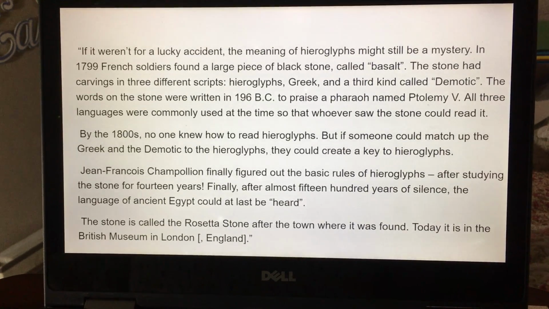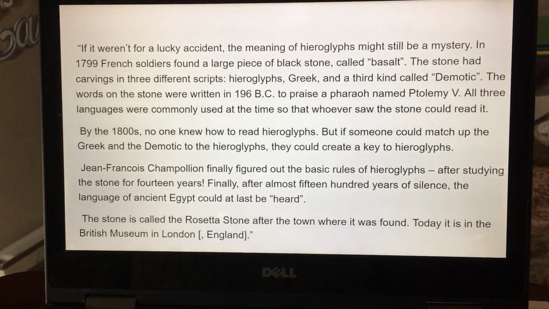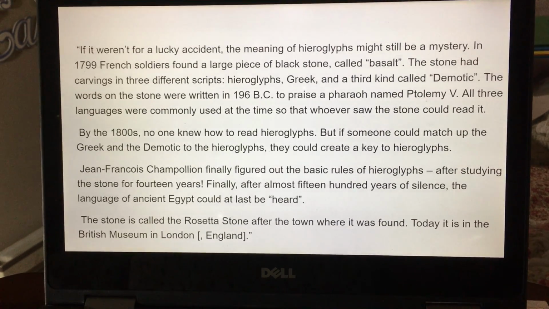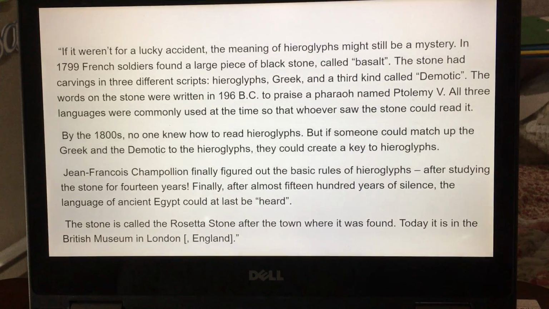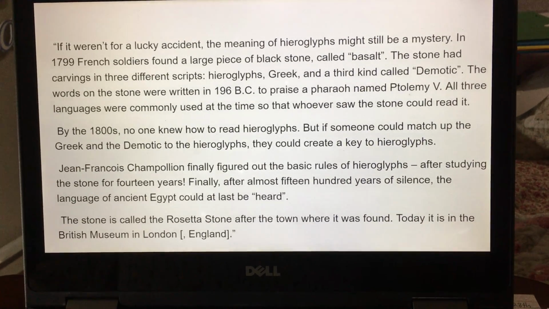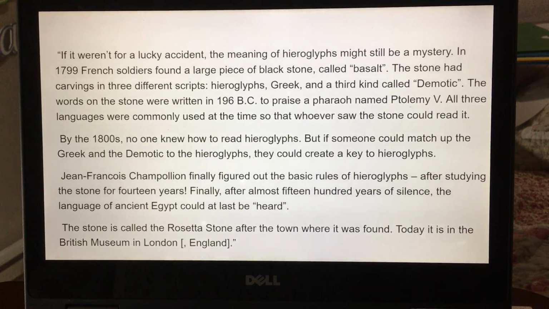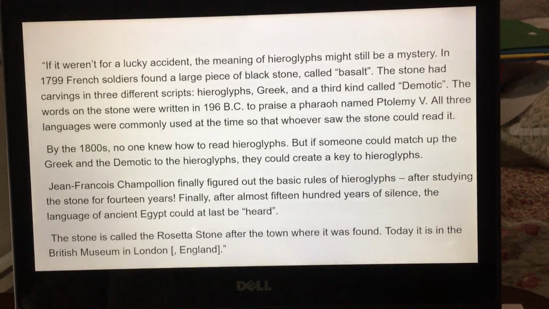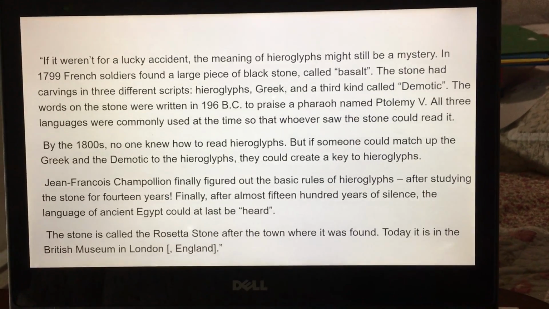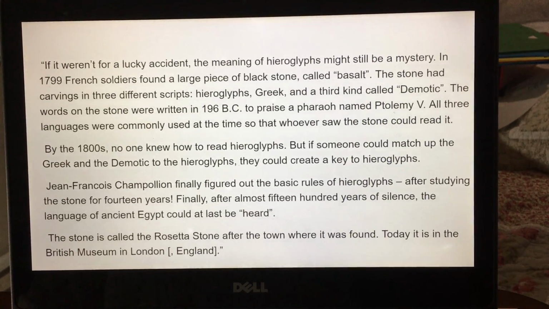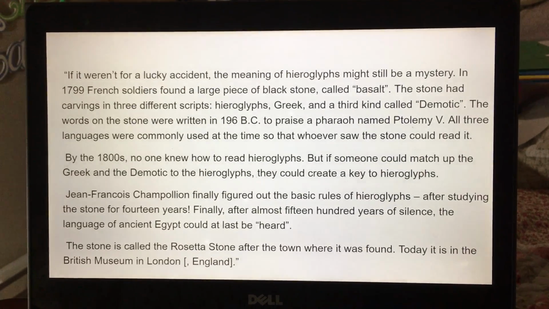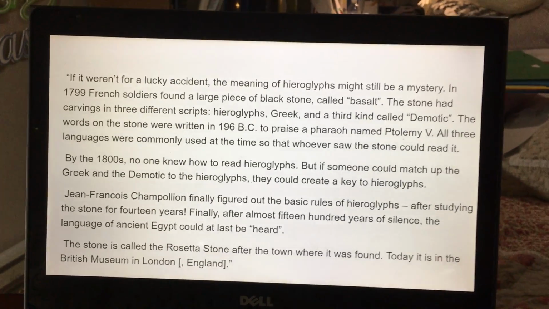Jean-Francois Champollion, I believe I said that right, finally figured out the basic rules of hieroglyphs after studying the stone for 14 years. Finally, after almost 1,500 years of silence, the language of ancient Egypt could at last be heard. The stone is called the Rosetta Stone after the town where it was found. Today it is in the British Museum in London, England.